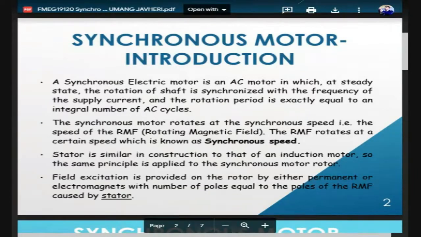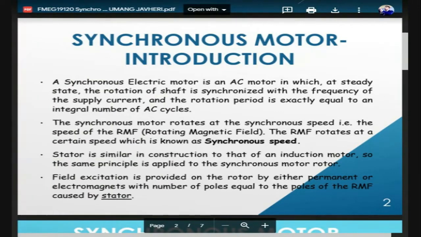Now, as the name suggests, the word synchronous has a meaning: the rotor runs at a speed equivalent to the synchronous speed, and your motor is continuously running at the same speed. So it is equipped with a three-phase AC supply, having a rotating magnetic field, and the frequency by which the electric supply is given.